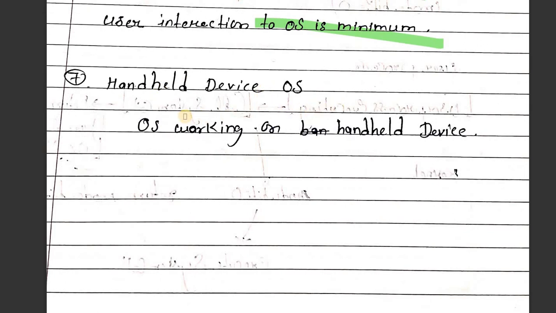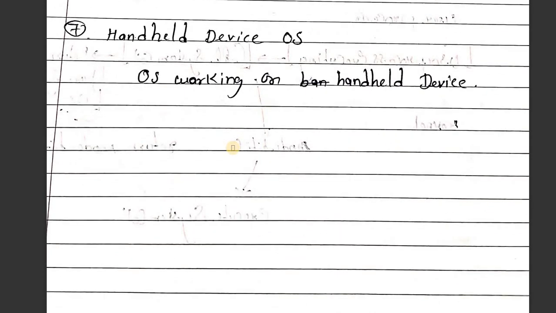Then the handheld device operating system. It works on handheld devices like mobiles, with the Android operating system. Operating systems in watches are also called handheld device operating systems.